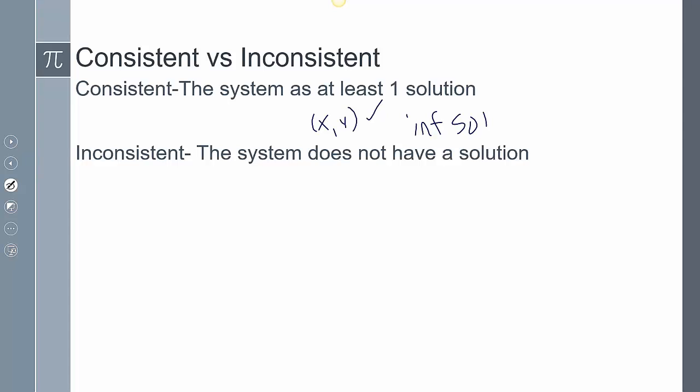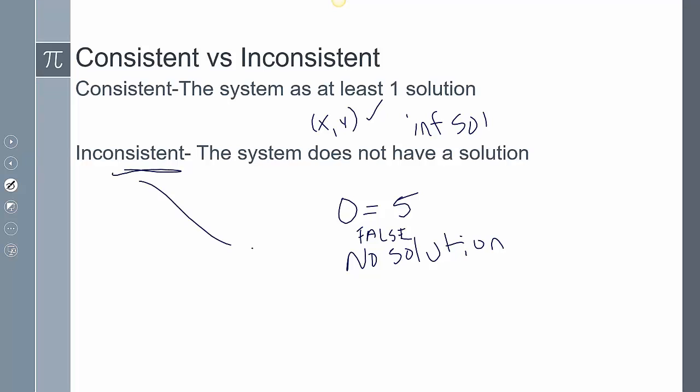Our system is inconsistent when it does not have a solution. So when we got something like 0 equals 5, we said that that was no solution. It makes sense because this is a false statement, and so it's not consistent. And so that's the difference between consistent and inconsistent systems of equations.